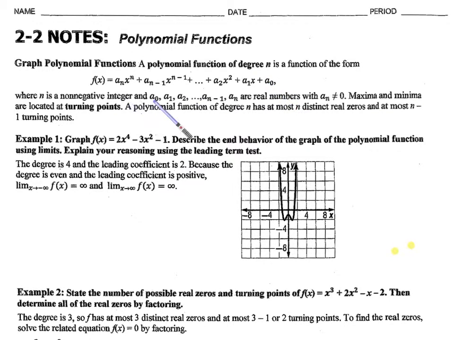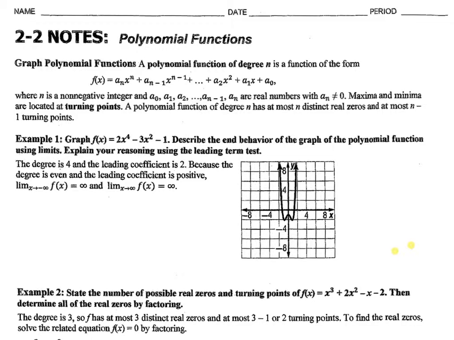And it says here, where a sub 0, a sub 1, a sub 2, a sub n minus 1, a sub n are real numbers with a sub n not equal to 0. Okay, so the number here is the coefficient that belongs to the x to the n power, that belongs to the 1 less than that, and then 1 less than that, and so on and so forth.